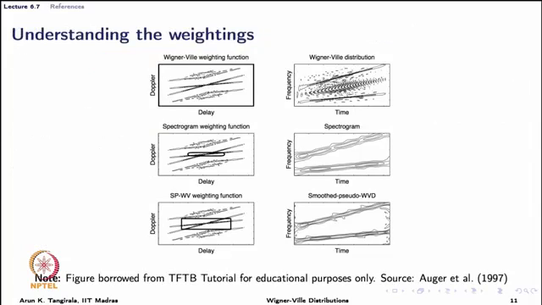Now just to give you a feel of how things look, I have borrowed this figure from the Time-Frequency Toolbox tutorial, which gives you a fantastic overview of all the time-frequency tools that you have. These figures are generated for distributions that we are familiar with: the Wigner-Ville, the smoothed pseudo Wigner-Ville, and the spectrogram. On the left are the weighting functions, that is the values of f in the delay-Doppler plane, and on the right you have the smoothed Wigner-Ville.